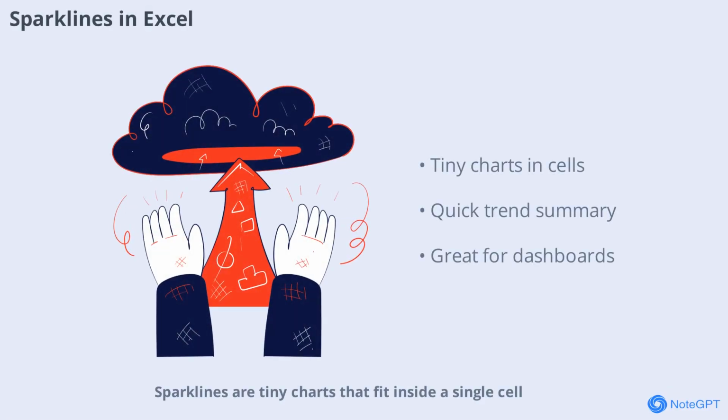Sparklines are tiny charts that fit inside a single cell. They provide a quick visual summary of trends, patterns, or changes in your data. Sparklines are perfect for dashboards, reports, or anywhere you want to add context without taking up much space. Excel offers line, column, and win-loss sparklines, making it easy to add visual cues to your tables.